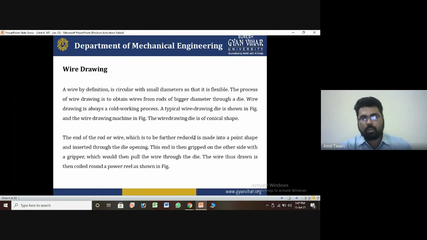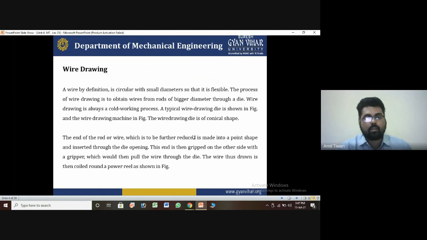So any material which is not easy to make into a wire form will be used for wire drawing. It will be converted to wire form. The thin shape will be produced for that. So a typical wire drawing, we can say, is done effectively through a die.